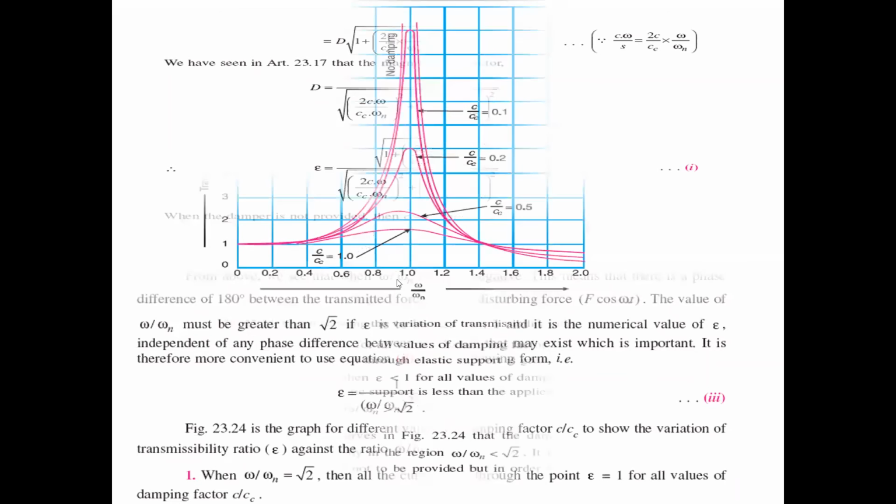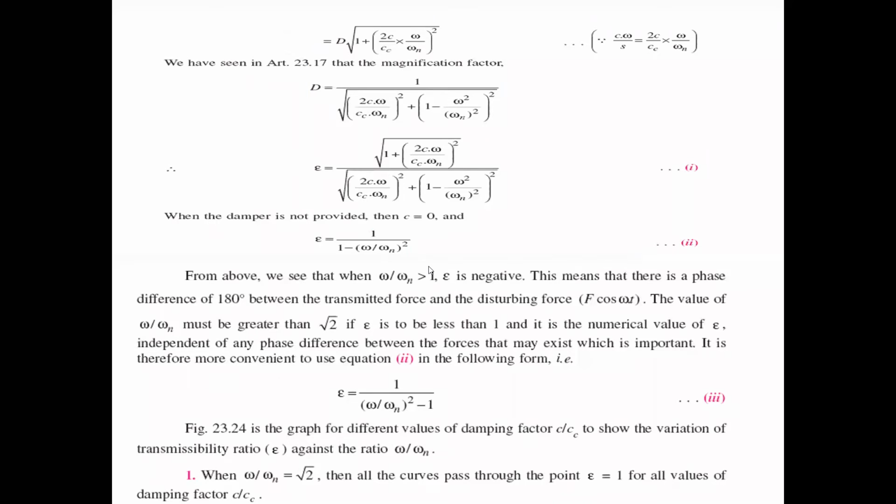So in this, from the above equation, omega by omega n may sometimes be greater than 1. So when omega by omega n is greater than 1, then E is negative. E is negative, so that means there is a phase difference of 180 degrees between the transmitted force and the disturbing force. The disturbing force value is F cos omega t.